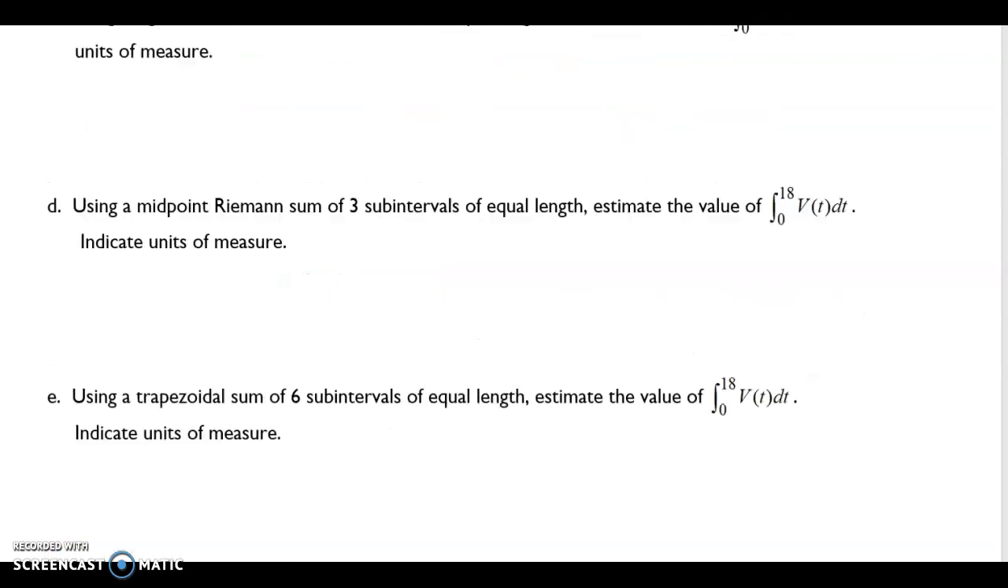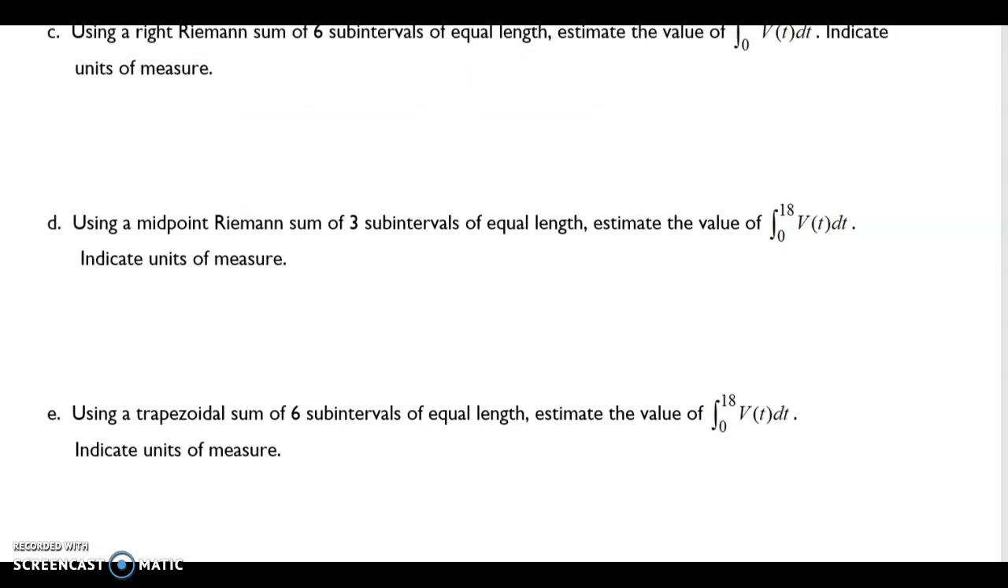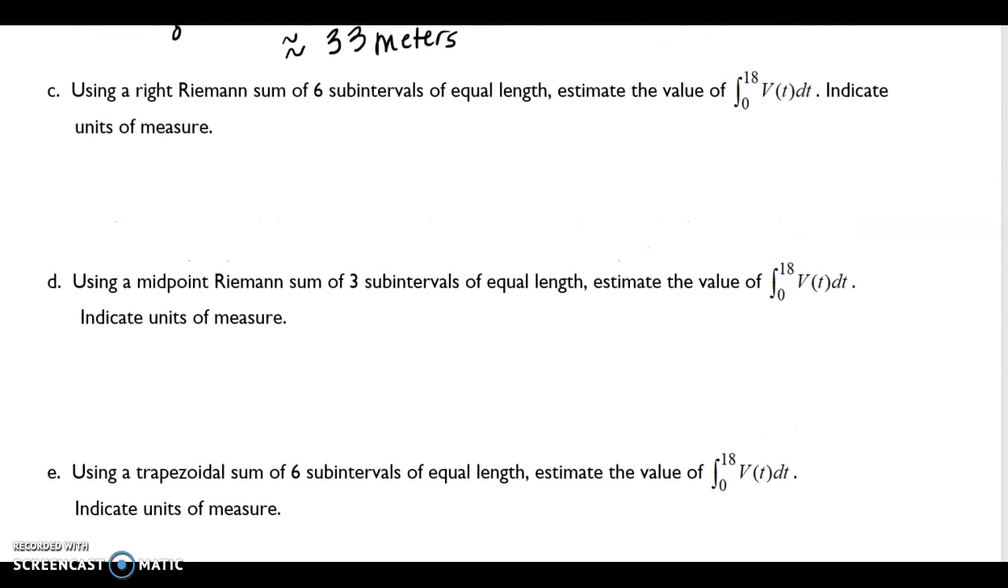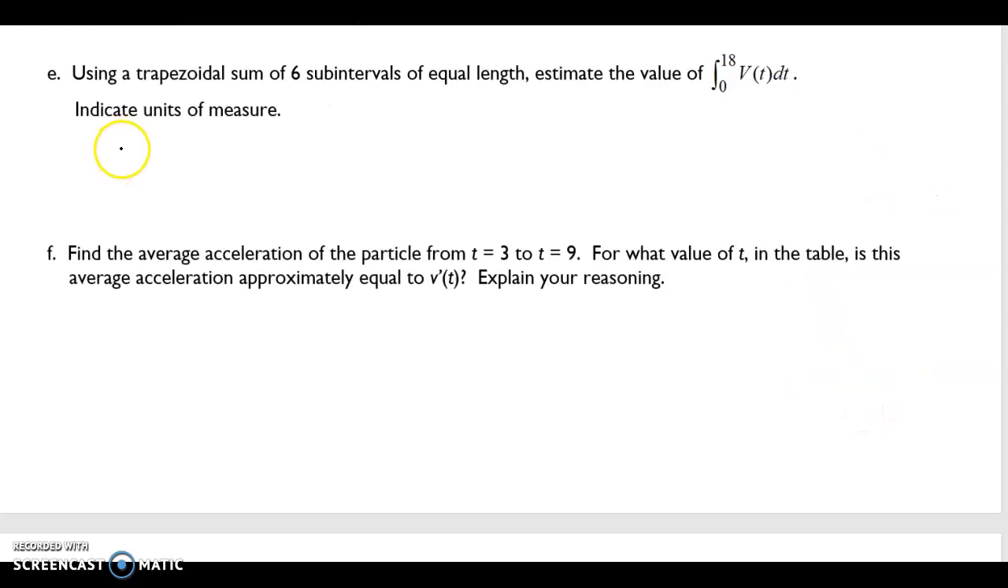So the next few parts of this example are just other Riemann sums, which you should be familiar with. I want you to do part C and part D on your own. So this is a right Riemann sum, 6 subintervals, midpoint Riemann sum, 3 subintervals. Check your answers. For C, you should get 32.4 meters, and for D, you'll get 34.2 meters. Okay, let's do part E together.